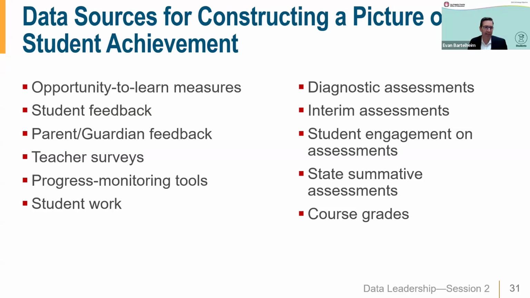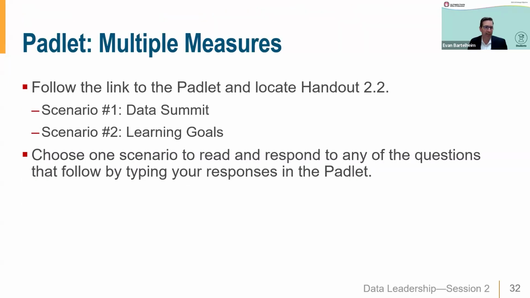So we do have the Padlet. We're going to take a look at this. So follow the link again. We're going to reflect on using multiple measures to support student learning with an activity that's in the Padlet. So the link has been dropped. You're going to follow the link to locate handout 2.2, which features 2 brief data use scenarios. And you can find it in the Padlet. I think maybe we dropped the link in there too.